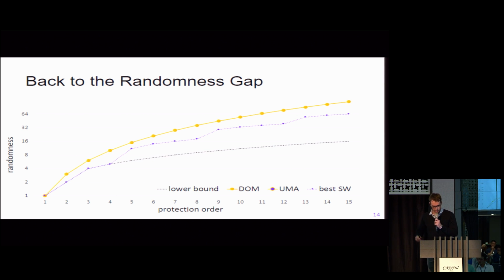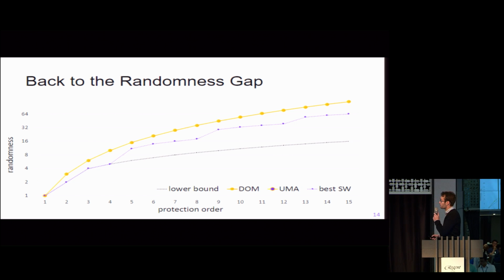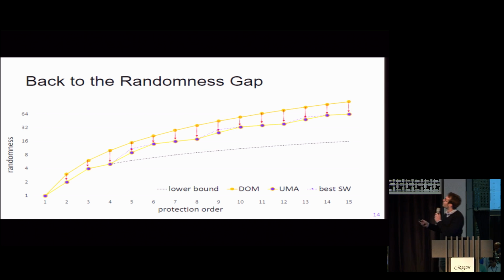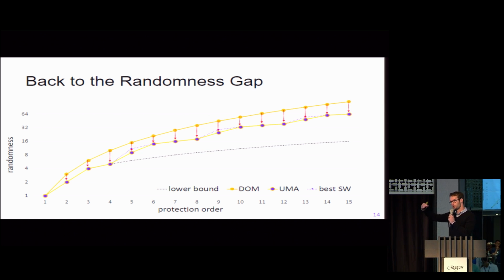If we now look back to the randomness comparison that we had before, we see that with UMA, we not only close the gap between hardware and software, but also in 1 out of 4 cases, we improved the randomness consumption even in software.